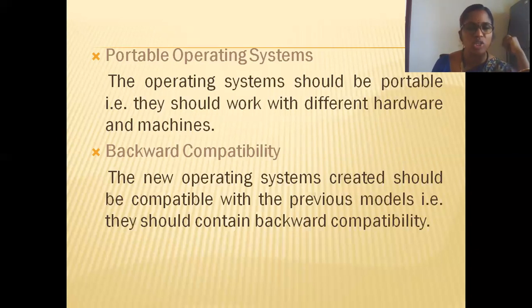Another design consideration is backward compatibility. That means when it is adopted to the newer version, it should be compatible with the backward OS. The new operating system created should be compatible with the previous models, because they should contain backward compatibility. So it is another design consideration.